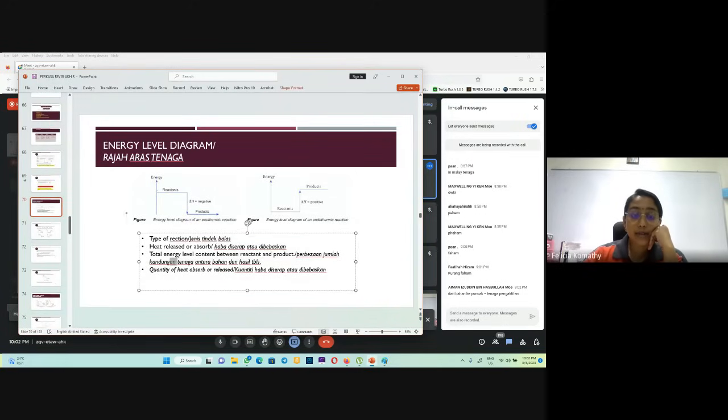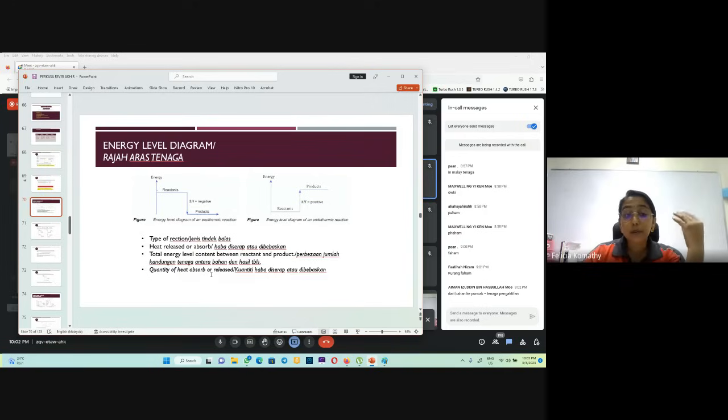And then kalau nak bandingkan antara energy profile diagram ataupun level diagram, you bandingkan dari segi jenis tindak balas. Cakap yang mana exo, yang mana endo. Yang kedua, bezakan antara perbezaan antara haba, sama ada haba dibebas ataupun diserap. And then you cakap pasal kandungan tenaga haba yang dibebaskan, ikut kepada delta H. When you talk about total energy level content to the product, right? You see reactant is higher or product is higher. You have to compare in that way.